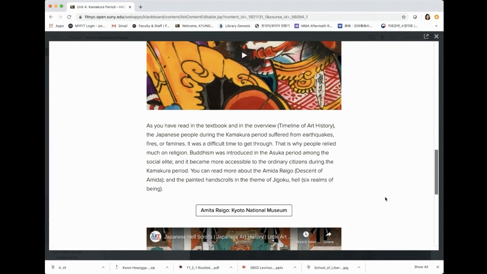They're made of wood, remember, like cypress wood and other types of wood. And they suffered from major earthquakes throughout the periods, and fires and famines and other natural disasters like hurricanes. But they still preserve their cultural heritage as early as the Asuka period. Remember Horyuji Temple?